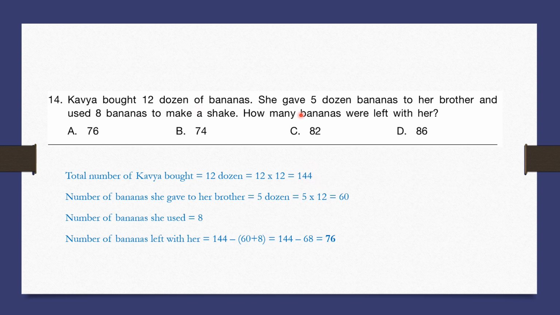And number of bananas she gave to her brother is 5 dozen, which is 5 times 12, 60. And she used 8 bananas to make the shake. So how many bananas left with her equals 144 minus 60 plus 8, which is 76. So our answer is option A.